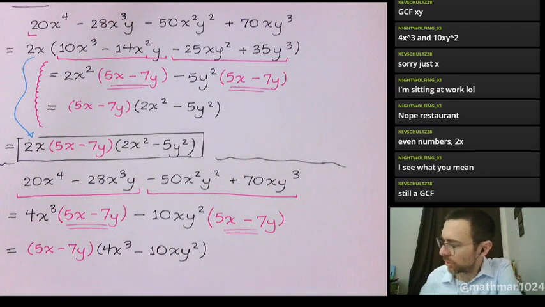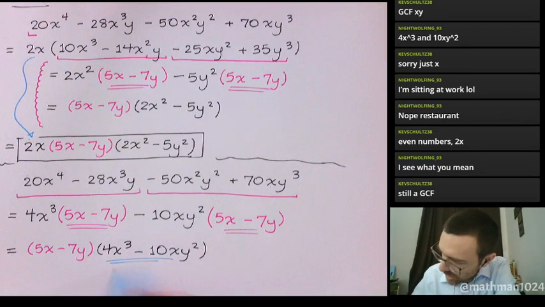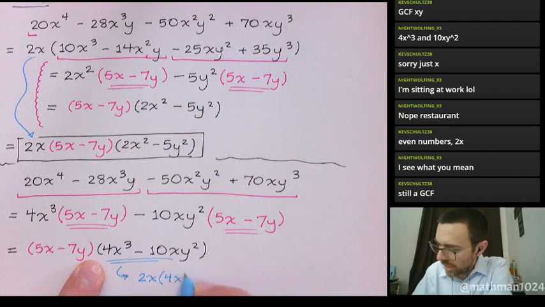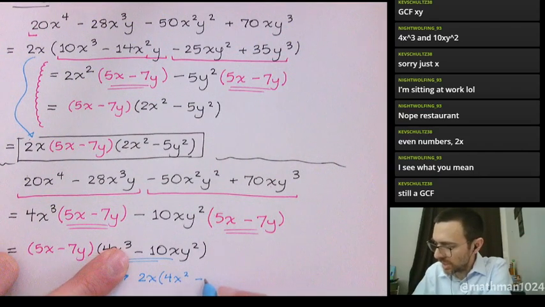Okay, so off to the side, we can see that we would take out a 2x from here, and I'd be left with 4x squared minus, take out the 2 from here, it's 5. You took out the x, and you're going to have y squared.